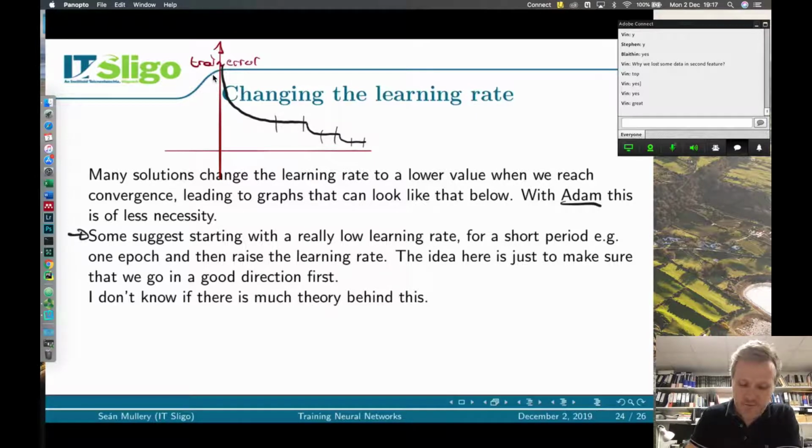I did mention here that some suggest starting with a really low learning rate, maybe for an epoch or so, and the idea is that it tends to find the right way to go before you then move to a slightly larger learning rate, which you can then reduce with time. Having a very small learning rate at the beginning is just maybe to set it off in the right direction. As I say, that's the intuition, but I haven't really seen a lot of theory behind it. It may exist; I may just not have read the particular piece of literature on it.